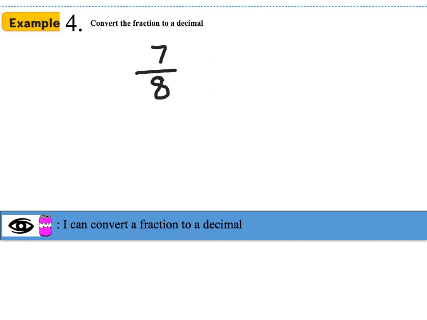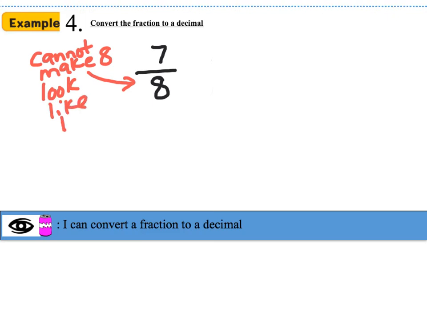So for example 4, it's asking me to convert the fraction 7 eighths into a decimal. The problem with this one is that we can't make 8 look like 100. So the next thing we should do is just use in and out. So 8 becomes the out, 7 becomes the in. We should add a decimal and add a zero.